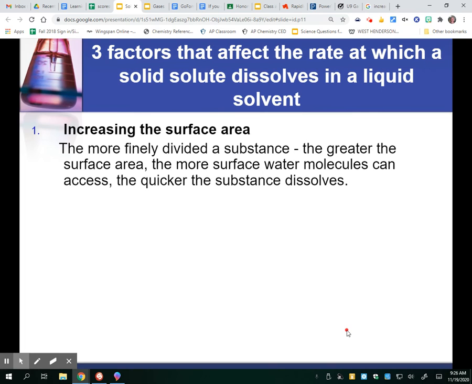So the more finely divided the substance, the greater the surface area. So the more surface water molecules can access, and the quicker the substance is going to dissolve. So we increase surface area by smashing it into bits. If we can grind things up, our reactions and our dissolving is going to happen a whole lot faster.